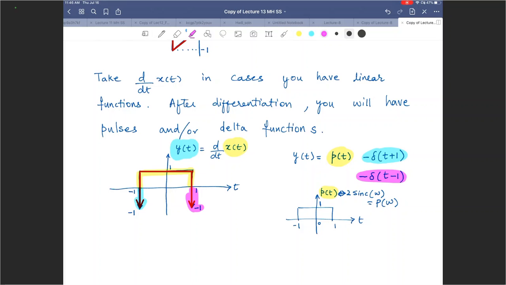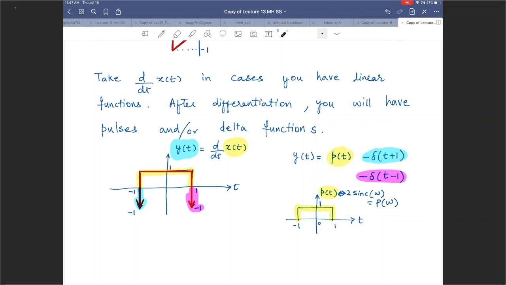So I would need the Fourier transforms of those as well. Now take a look at this. p of t is simply a rectangle between -1 and 1 of height 1. It looks like that. Using the Fourier transform pair, the reference result, I know that P of omega is 2 sinc omega. I'm done with that piece.